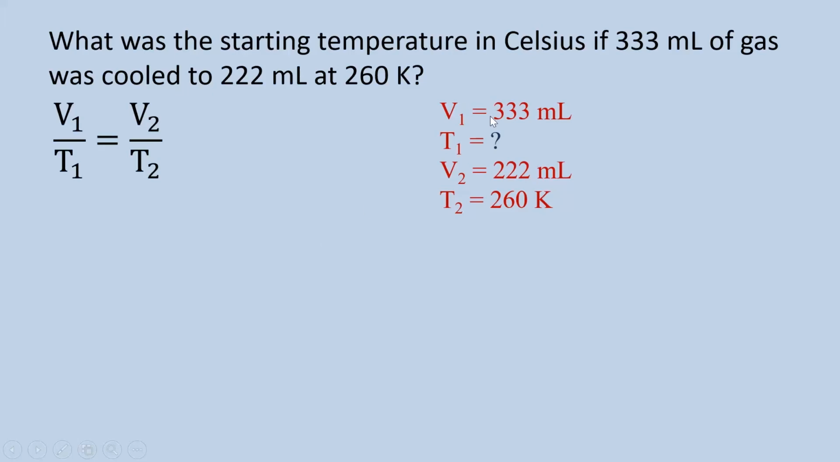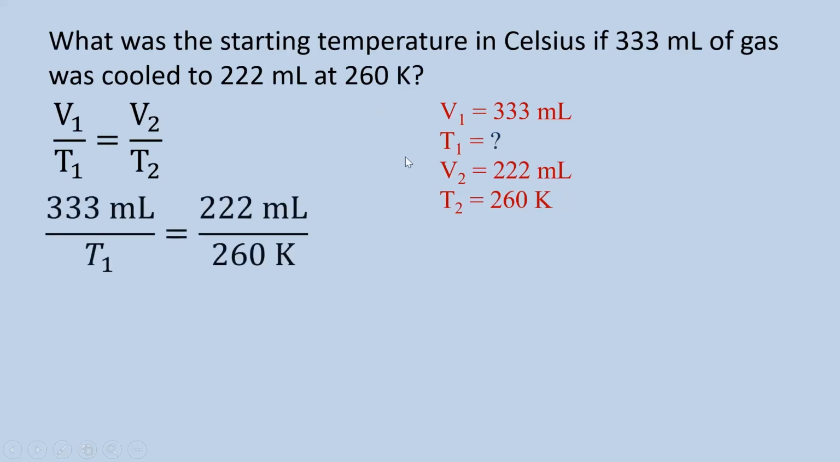Alright, so we got V1 is 333 milliliters, that's given. T1, that's what we're looking for. And V2, 222 milliliters. And then our last temperature is given to us in Kelvin already, so we don't need to do anything with converting it. So let's plug those in.